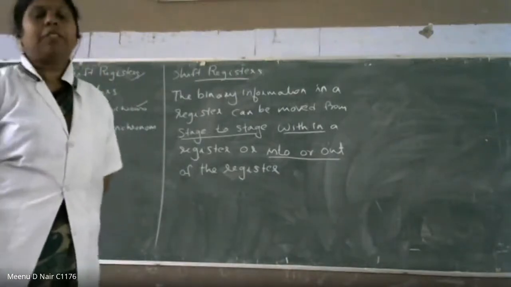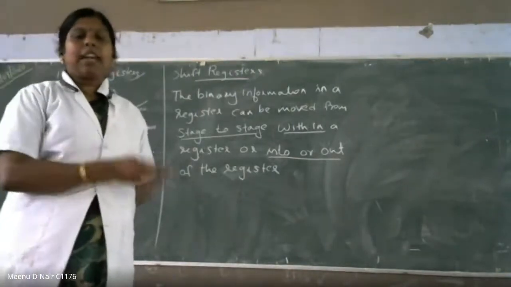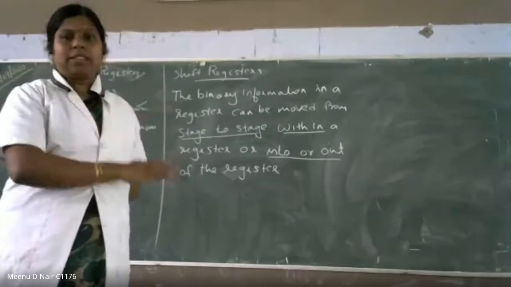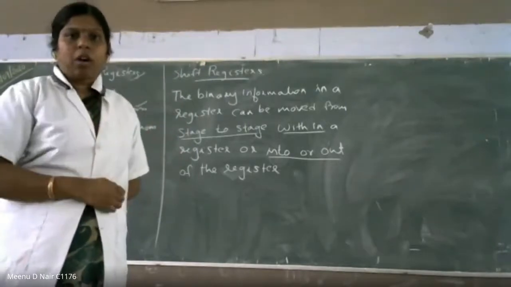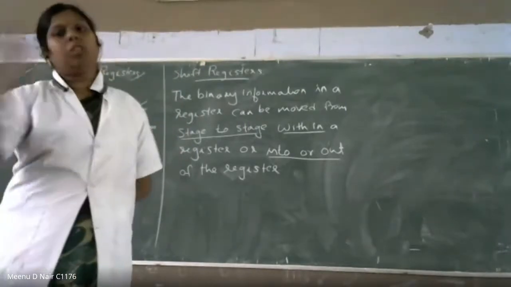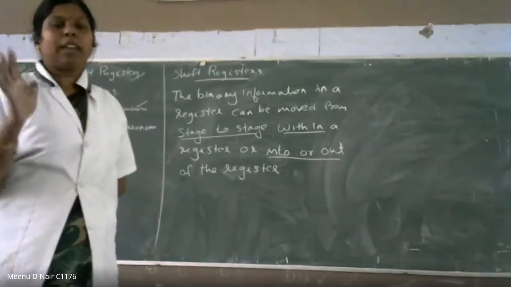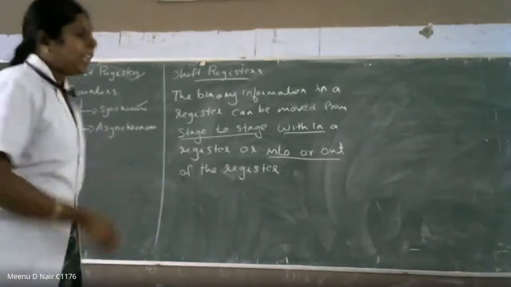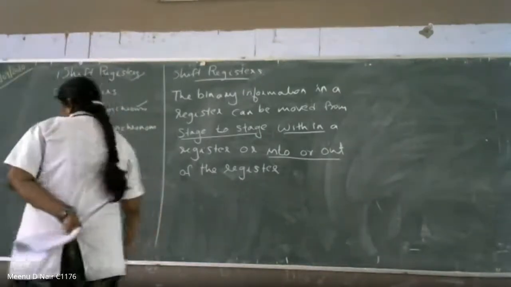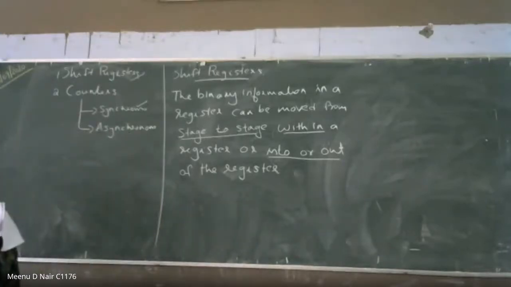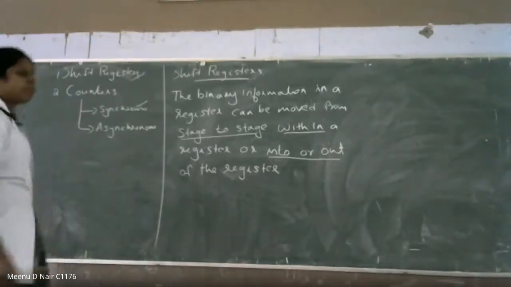The binary information can be moved from one cell or flip-flop to another flip-flop, or into the flip-flop or out of the flip-flop. So in any way you can transfer the data. That is known as the shift register. Did you all write down the definition?